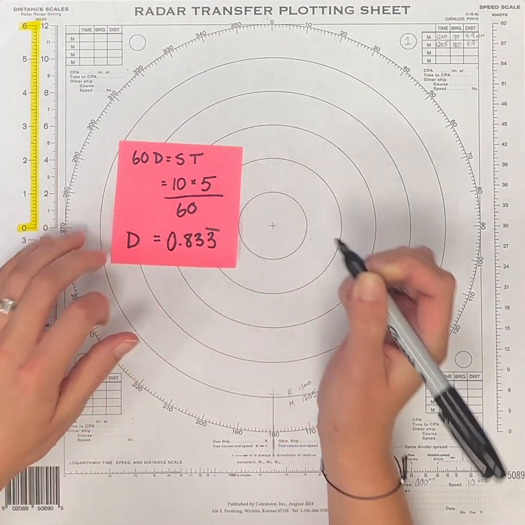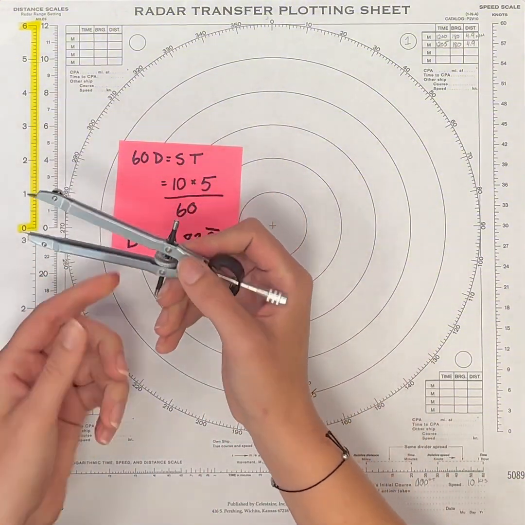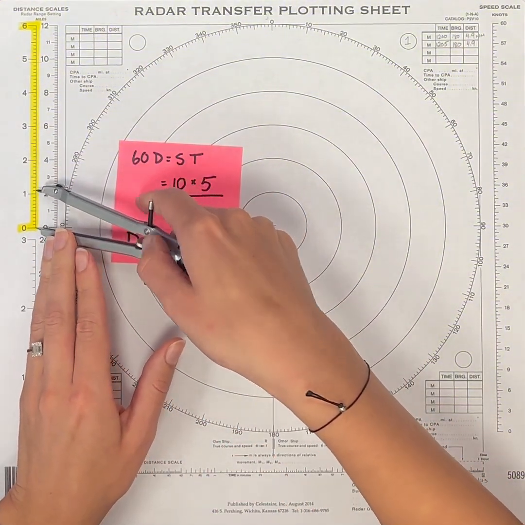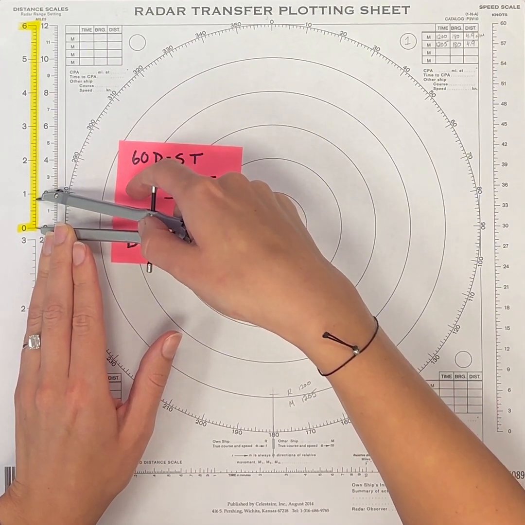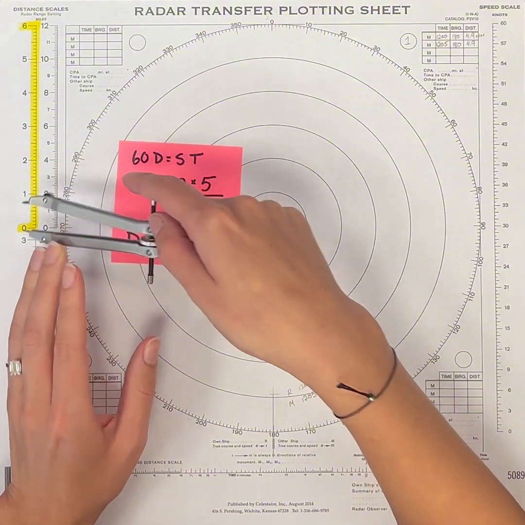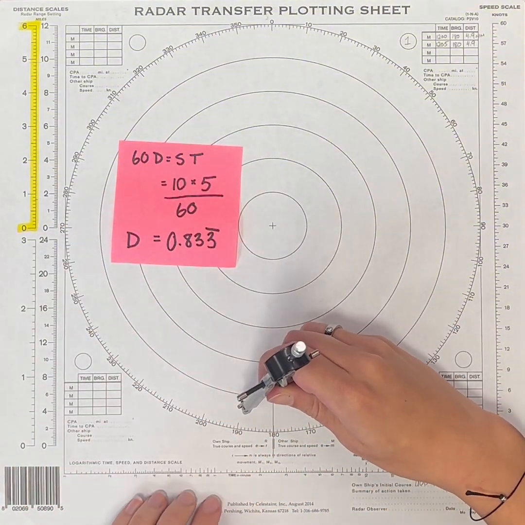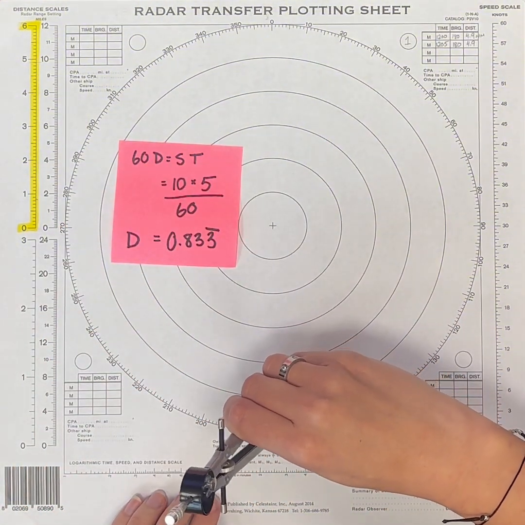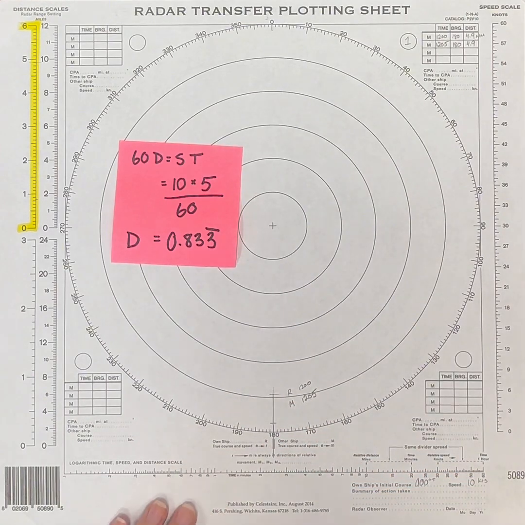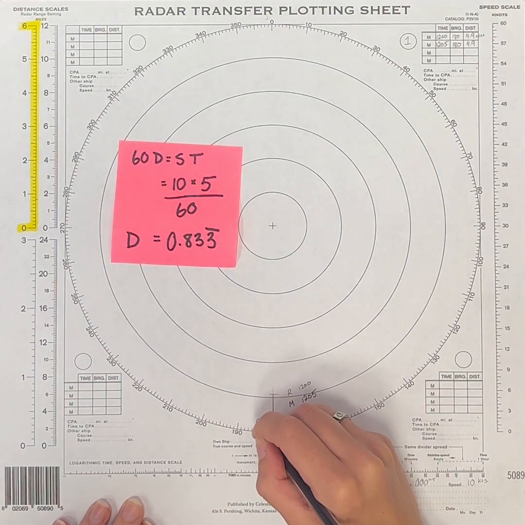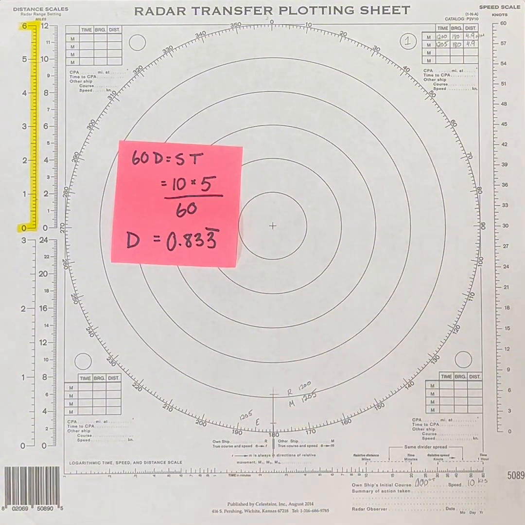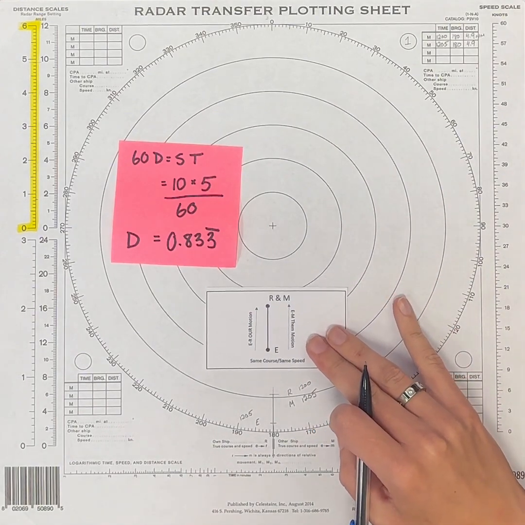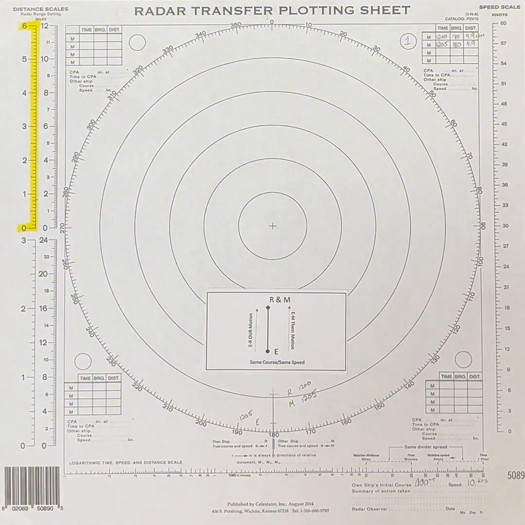Now you won't be able to measure that second decimal place very accurately, so we just ballpark on the scale 0.83 repeating. We do that from R along that direction of 180, and that is our E. We label that again with the timestamp of 12:05. Now you can clearly see how our ERM triangle has completely collapsed, and our R and M are on top of each other.